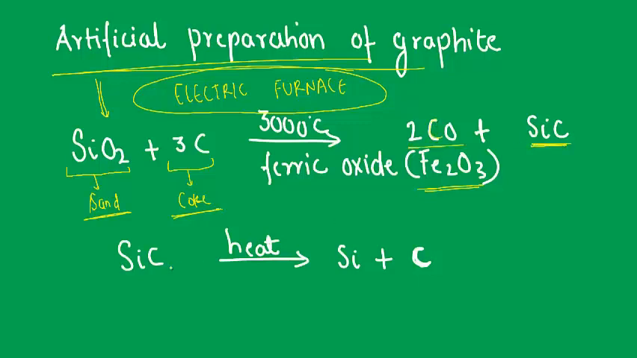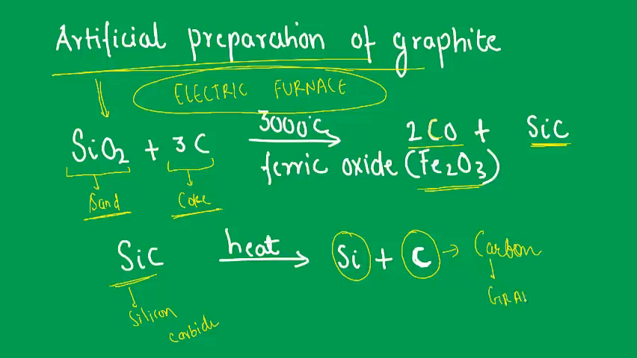silicon carbide. And when this silicon carbide is further heated, it is converted to silicon and carbon, and this carbon is nothing but your graphite. Okay guys?